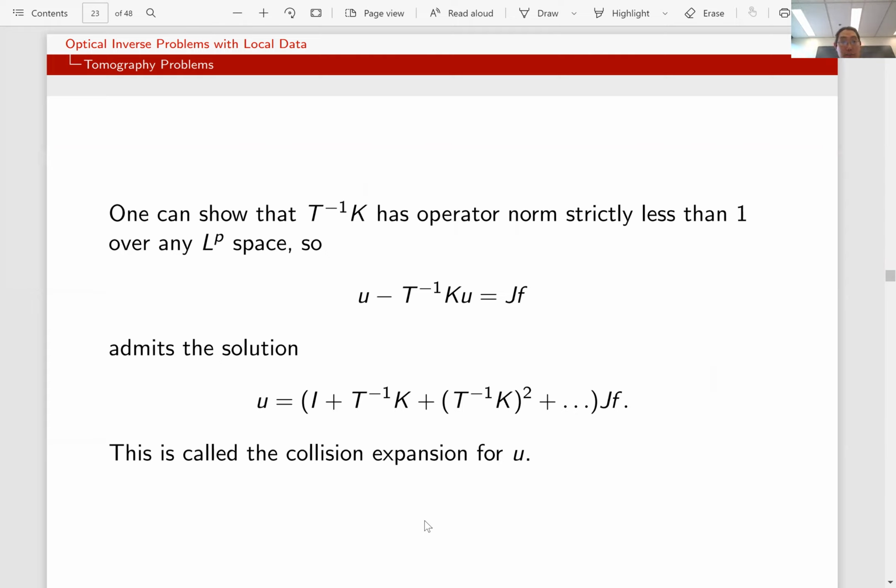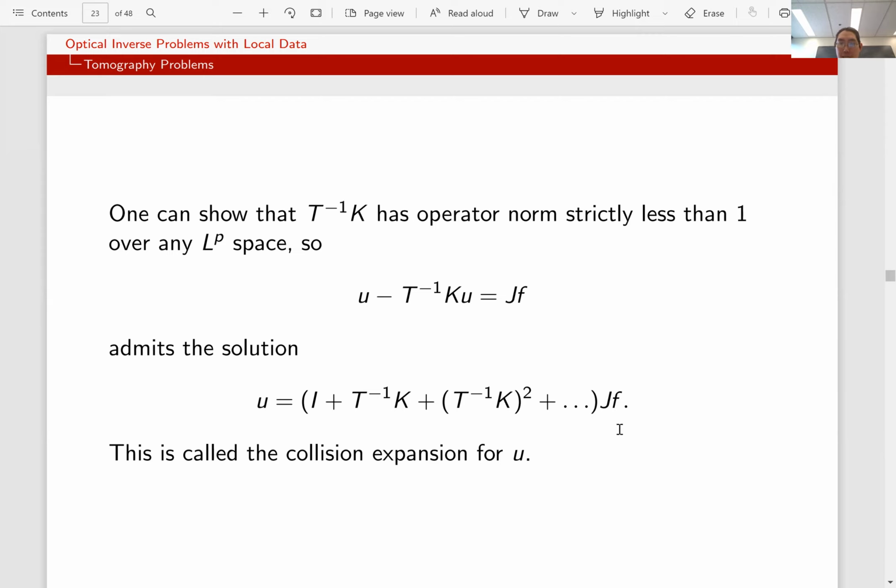And then it turns out that T inverse of K has operator norm strictly less than 1 over any LP space, at least if your domain is bounded. So you can take this equation and write out the solution U in terms of a Neumann series. You can just write it out: it's 1 plus T inverse K plus T inverse K squared plus T inverse K cubed, all applied to JF. And this expansion is called the collision expansion for U.